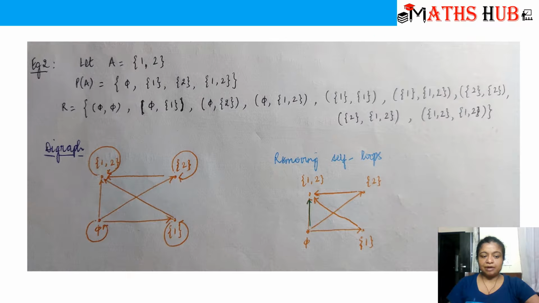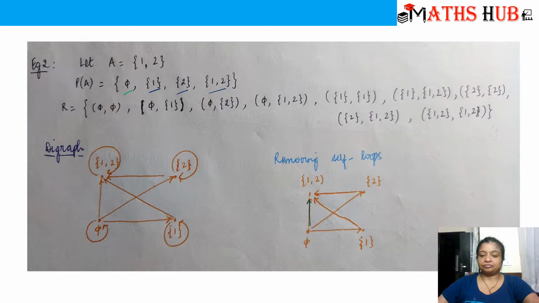So let's talk about another example. The next set is set A is {1, 2} and we are defining a power set on this set A. So power set of A means all the subsets that we get from the set A, that is {1, 2}. The first subset is always the empty set, φ. Then the second is the singleton set {1}. Then we have the singleton set {2} and then we have the complete set {1, 2}. And these are all the elements of the relation that are given to us, right?